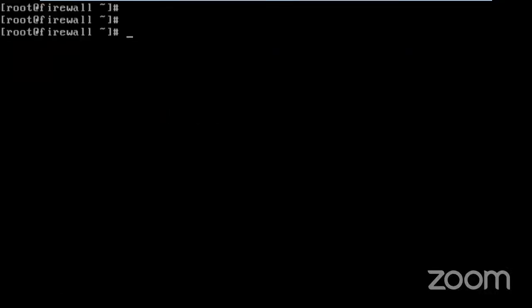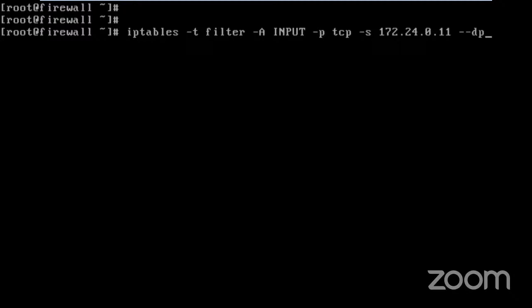Now I am going to write the rule. Let me first write the rule. The command is iptables. Then I'm going to say the type of firewall I want to use, filter. One example I will be giving of NAT also. Then I'm going to say, again, the direction is input. Then I'm going to say the protocol is TCP. Please remember, let me first write the rule, then I am going to explain.